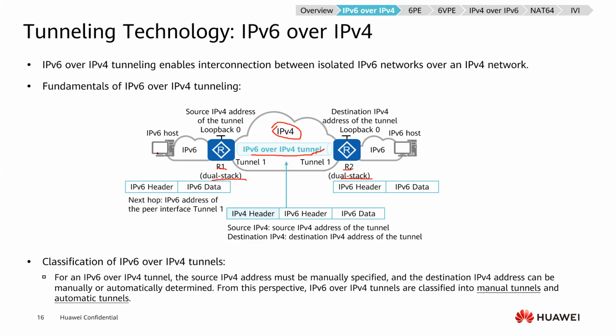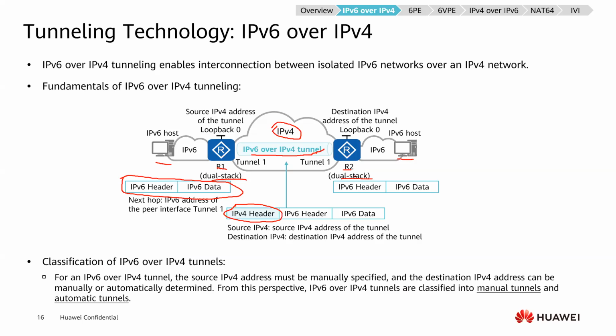And then when the v6 host wants to connect to another v6 host, it will send a normal IPv6 packet to R1, right? When R1 receives the IPv6 packet, it will encapsulate it into an IPv4 packet by adding a new IPv4 header, and then it becomes an IPv4 packet, so it can be transmitted through the tunnel to the end of the tunnel, to another border device, R2.